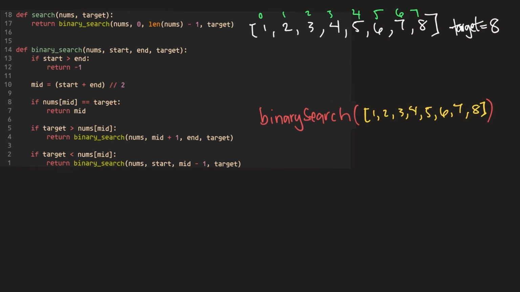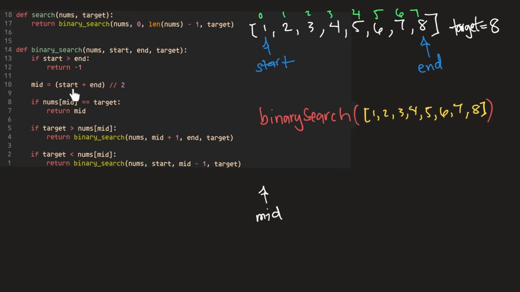And let's also draw out our start and our end. So currently our start is at index 0 and our end is at the last index of the array. And let's draw out our mid as well. And we're going to calculate our mid here.